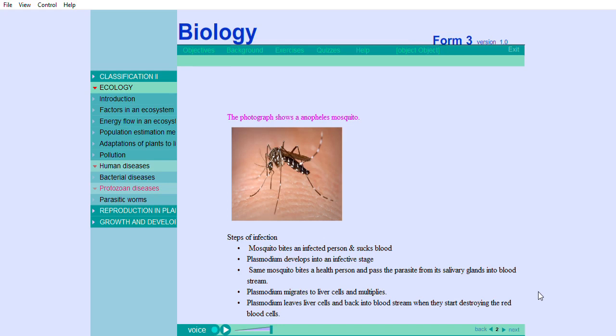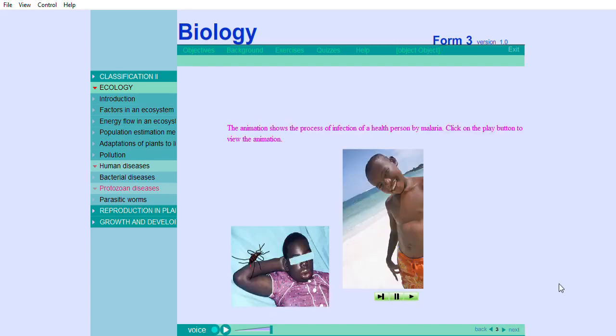Plasmodium migrates to liver cells and multiplies. Plasmodium leaves liver cells and goes back into the bloodstream, where they start destroying the red blood cells. The animation shows the process of infection of a healthy person by malaria. Click on the play button to view the animation.